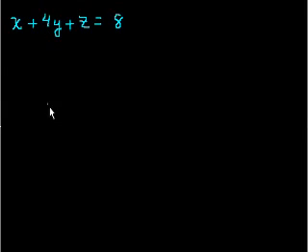We've done a lot of work with two equations and two unknowns, where each equation in two variables represents a line, so you're just trying to find the intersection of lines. But what happens when you start having three variables in a linear equation? For example, let's say I had x plus 4y plus z is equal to, I don't know, let's say 8. So how do we think about this? How do we think about it visually, first of all?